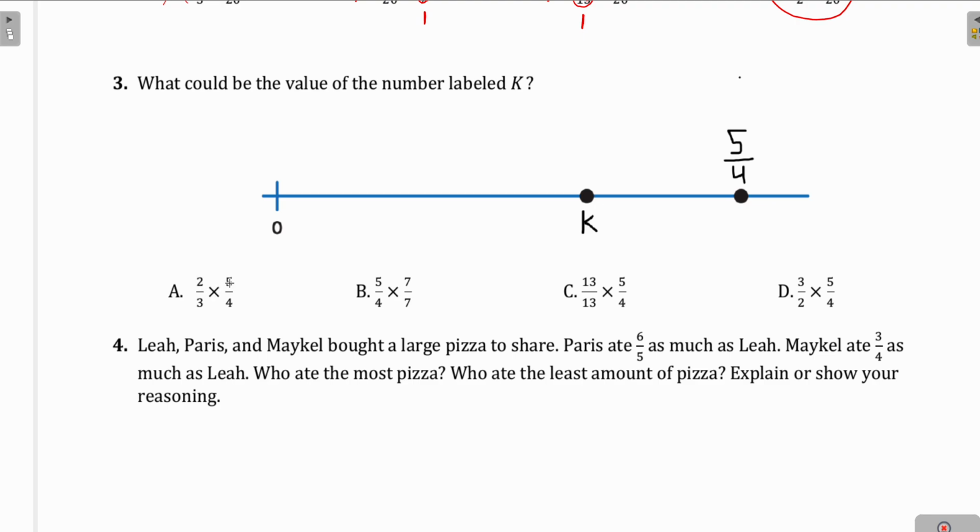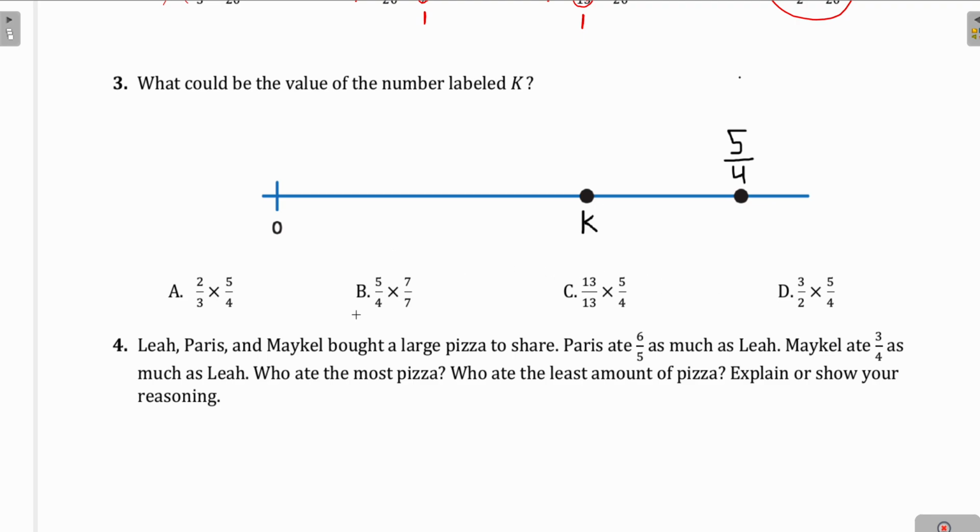2/3 of 5/4. Well, this fraction here is less than 1, so it's going to be less than 5/4. Is this less than 5/4? Yes. So this choice right now is our leading candidate, and this is the right answer. But let's check the other choices to see why they are wrong.